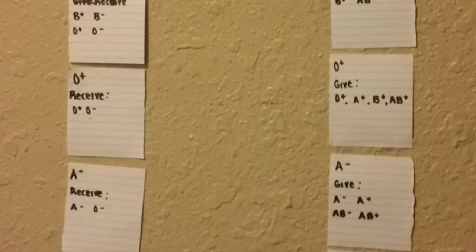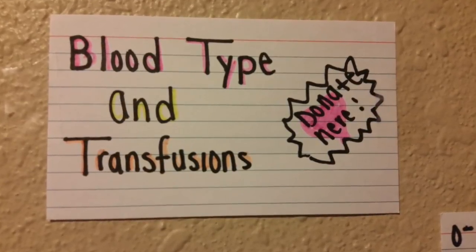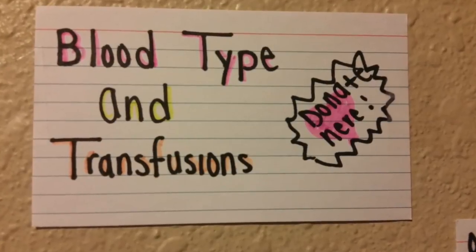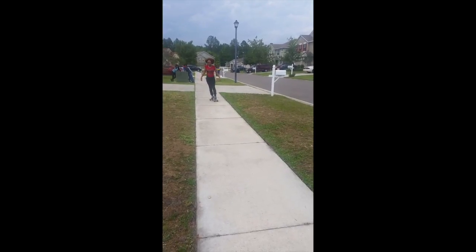AB, A, B, O. Transfusion on that beat. Blood type on that beat. Know your type, know your type, know your type A. Transfusion. I just told you about them.